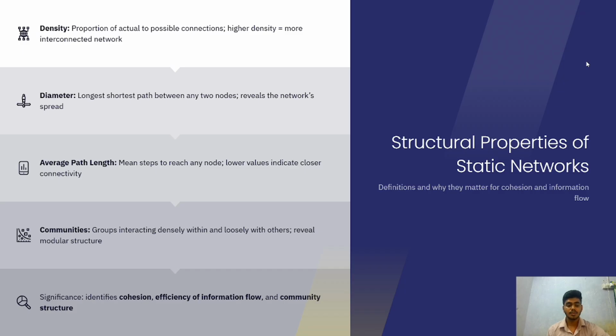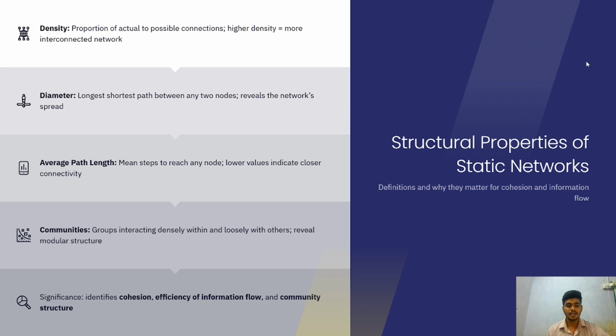The next property is diameter. It is the longest of the shortest paths between any two nodes in the network. It tells us how far the network extends. Another important measure is average path length. This means the average number of steps needed to go from one node to another. If this value is small, it means nodes are closely connected.